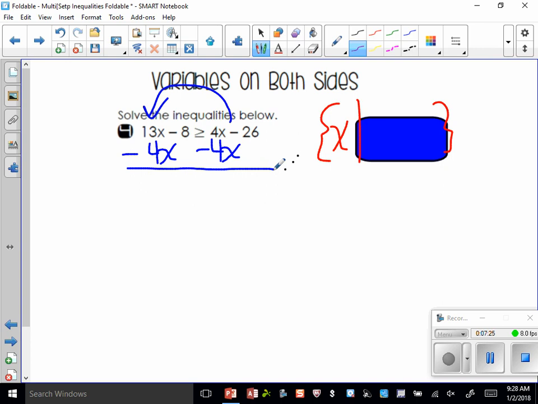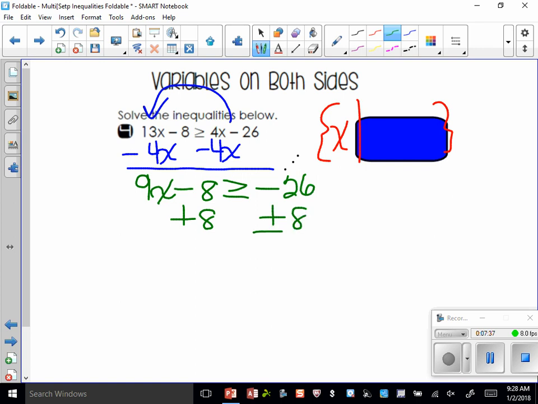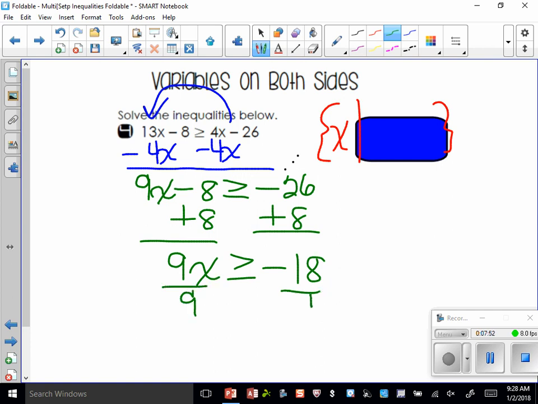So that's going to give me how many x's on the left? All right, so I'll have 9x minus 8 is greater than or equal to -26. So I'll have 9x is greater than or equal to -18. And it's okay if the constant is negative. As long as the coefficient is not negative, I don't have to reverse anything. So don't get confused, it's the number that's with the variable. So I'm going to end up with x is greater than or equal to -2.